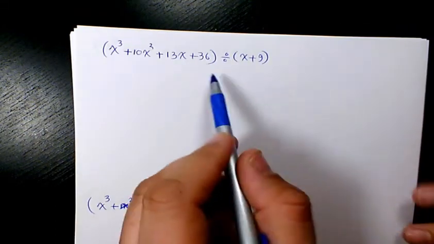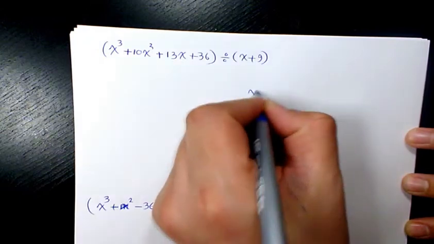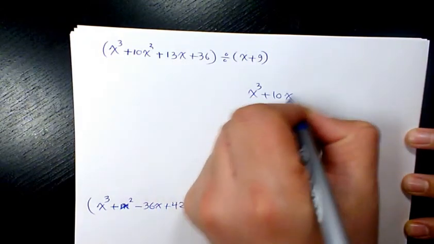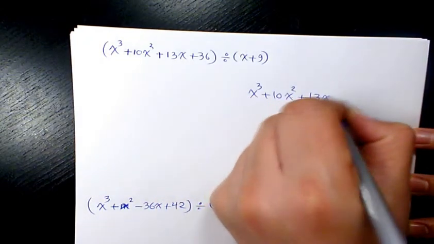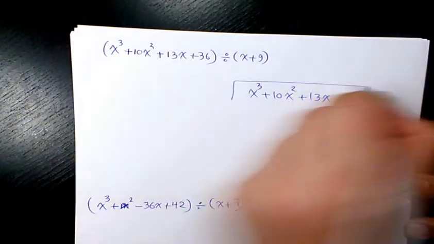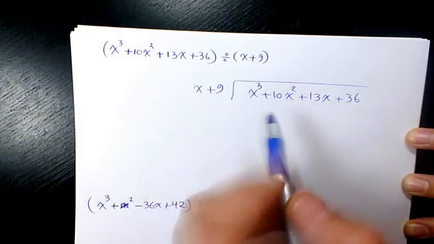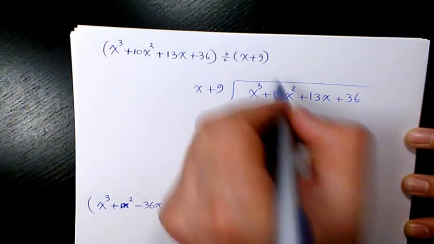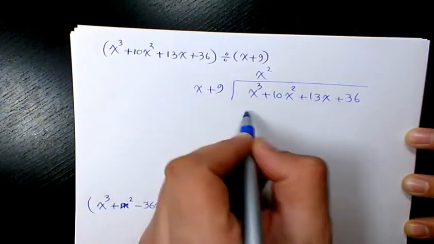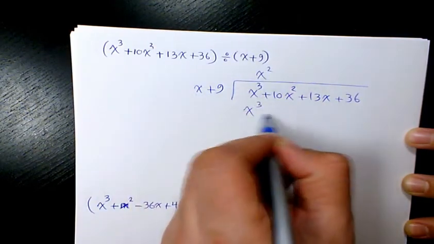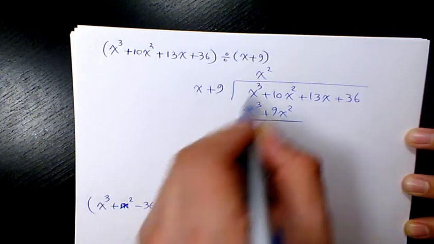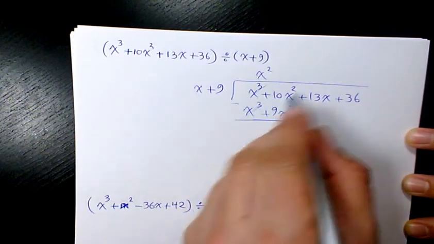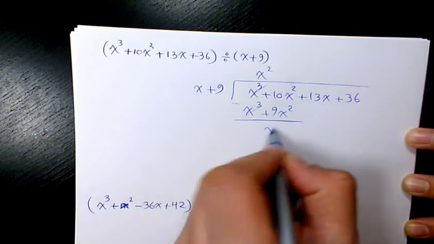Now let's have a little bit simpler one than that. So we have x cubed plus 10x squared plus 13x plus 36 divided by x plus 9. Let's do it quickly. X cubed divided by x, x squared. X squared times x, x cubed. X squared times 9, 9x squared. When you subtract it, this is going to be cancelled out. 10x squared minus 9x squared is going to be x squared.